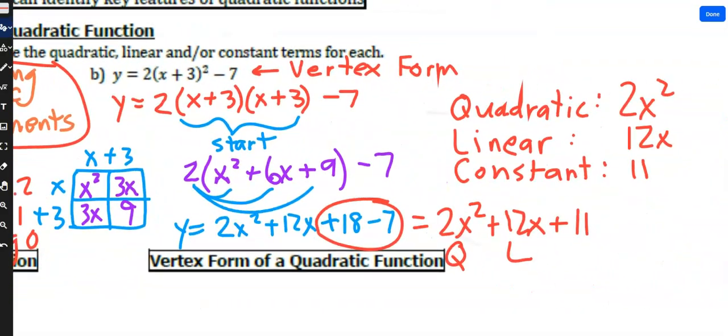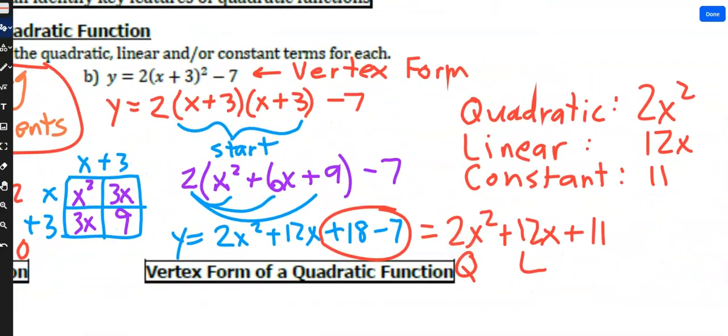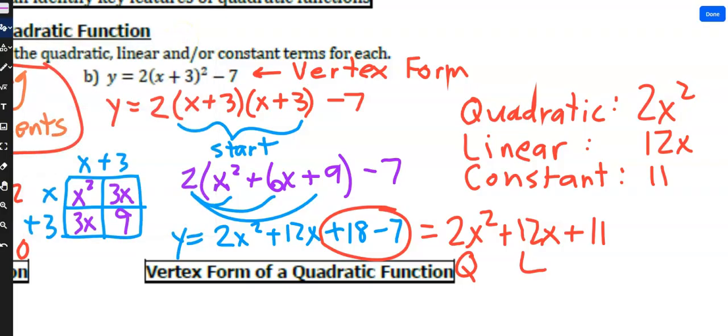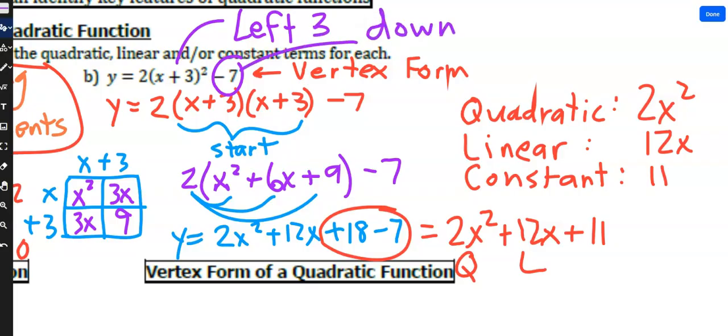Okay, so I went to the next one. The next one was given to me in something called vertex form, which we will talk more and more about. And I want to show you a couple things that I forgot to talk about. We can easily see that the graph moved left 3 and it moved down 7.